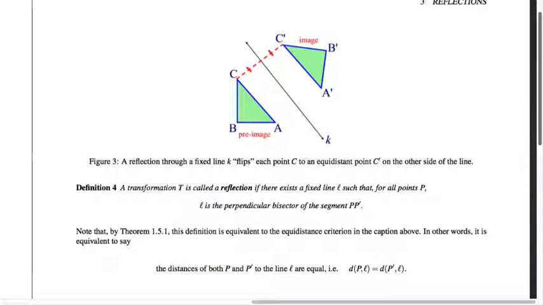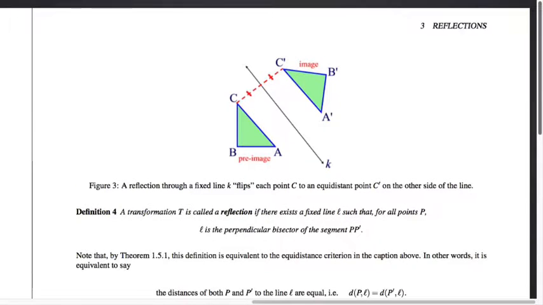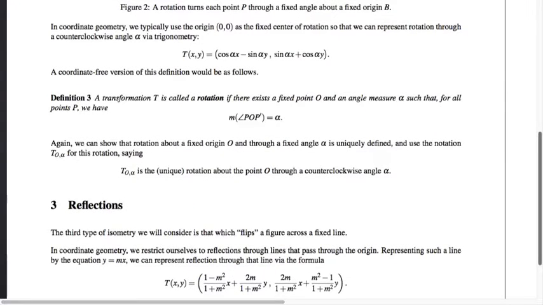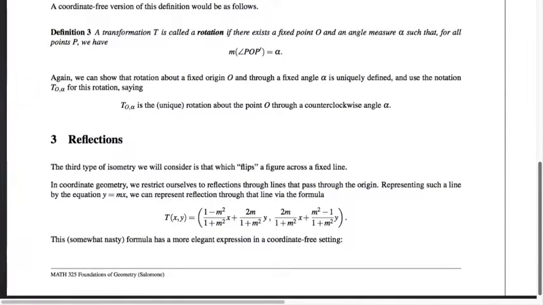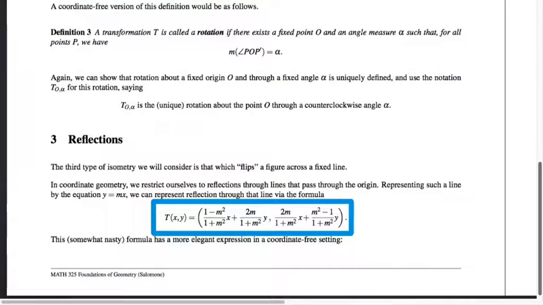To actually set that down in linear algebra reality is exceedingly obnoxious to do. If my line of reflection has the equation y equals mx, so it passes through the origin and has a slope of m, then I need this nasty equation here to define the reflection of the point xy through the line y equals mx. It looks like a mess.